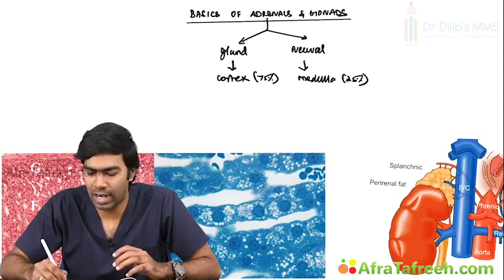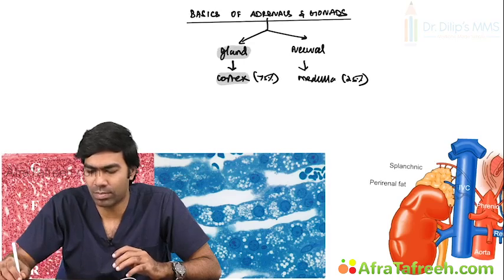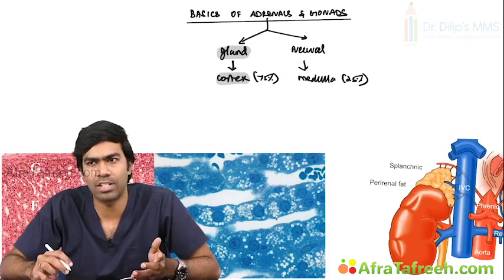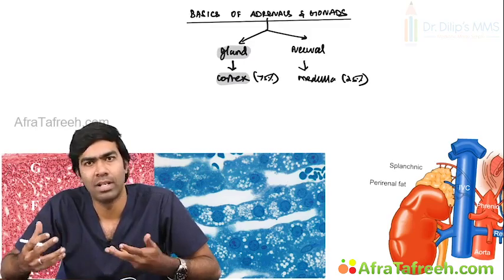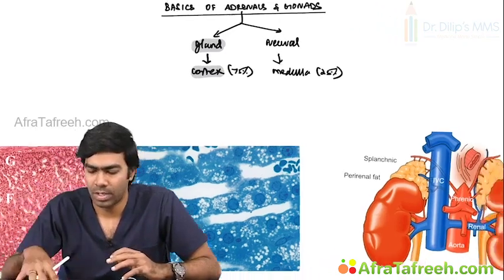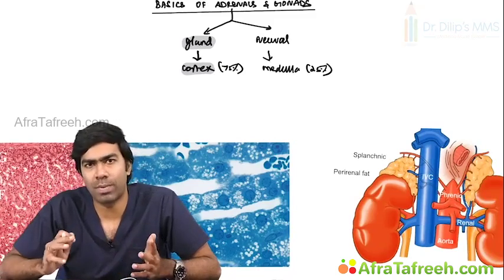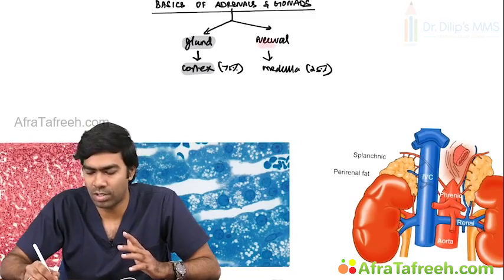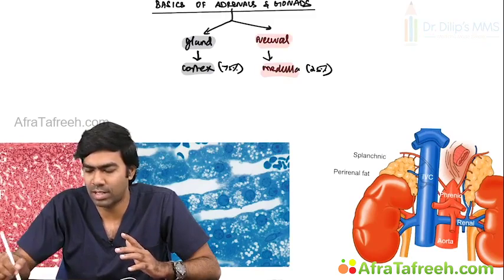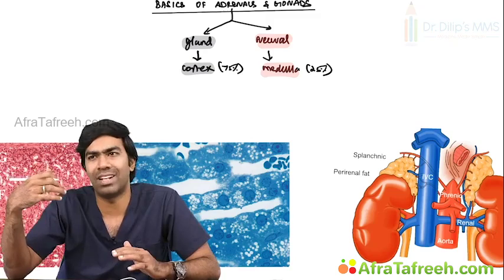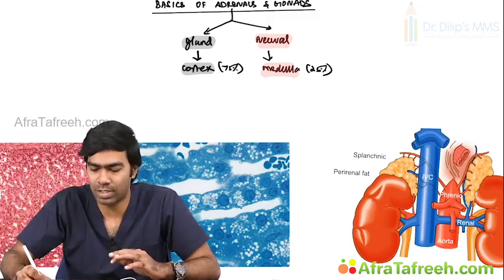Do you know where this glandular part, or otherwise the cortex, comes from? It comes from the urogenital ridge, which itself is a part of intermediate mesoderm. Clear? And do you know where your neural part comes from? The neural part has a different origin. It comes from neural crest cells. These neural crest cells differentiate into some specialized group of cells called chromaffin cells.